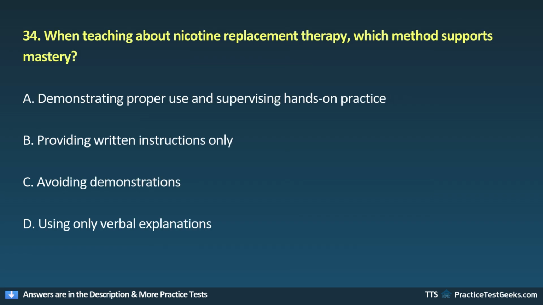34. When teaching about nicotine replacement therapy, which method supports mastery? A. Demonstrating proper use and supervising hands-on practice. B. Providing written instructions only. C. Avoiding demonstrations. D. Using only verbal explanations.